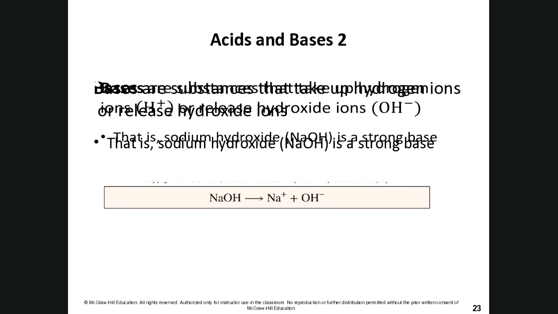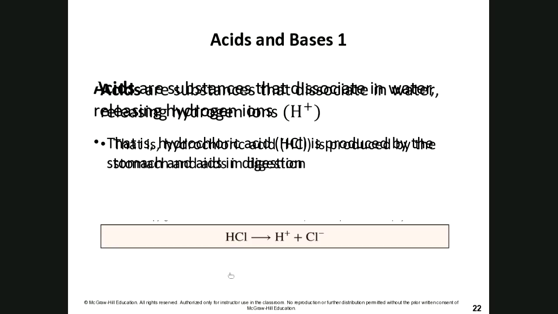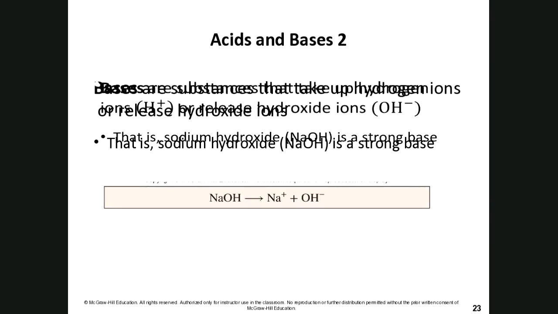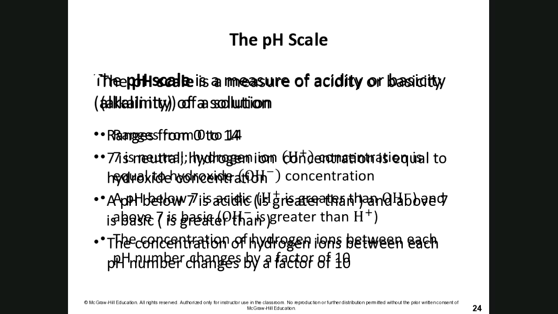So we can have different types. Hydrogen chloride, go back to this slide really quick, is a very strong acid, and sodium hydroxide is a very strong base. This is all stuff I've kind of already said before.